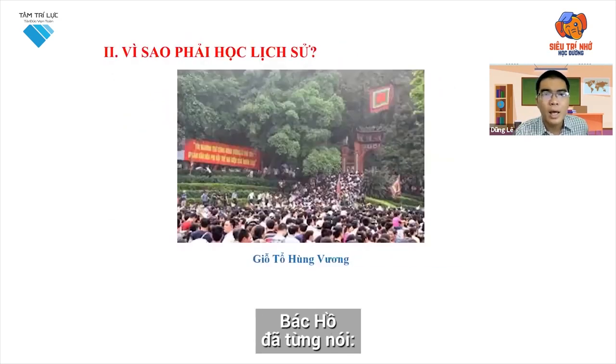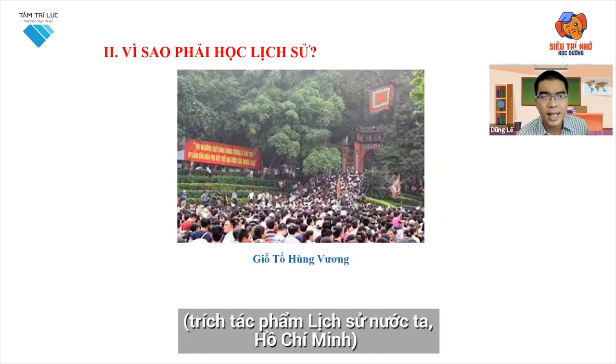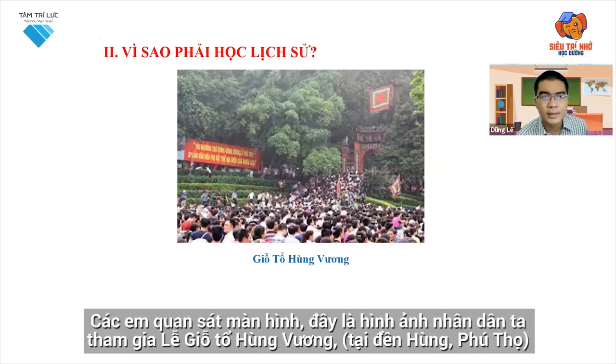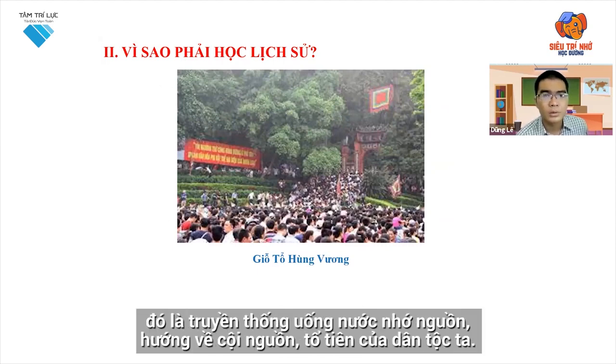Uncle Ho once said, as citizens we must know our history to understand the origin of Vietnam from the history of our country. Please observe, this is an image of our people participating in the Hung King's festival, at the Hung King's Temple, Phu Tho, showing the beautiful tradition of the nation, which is the tradition of remembering our origins and ancestors.